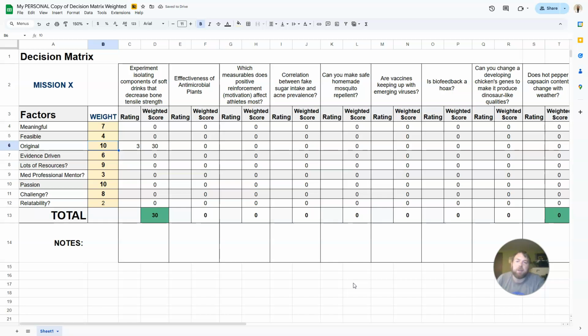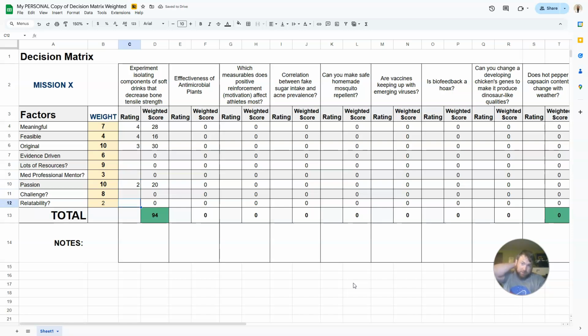You'll notice something happened immediately where it had this rating multiplied by this weight and gave you a weighted score in this category here. And we'll continue to score it on each of these factors, such as this is pretty feasible as long as I can find a bone. I can use chicken bones, for example, so 7 could be okay. Meaningful, yeah, sure, a lot of people are impacted by it. I should do this out of 5 like I did before, so that'd be a 4 out of 5. It's pretty meaningful because most people drink soft drinks. I don't really care about soft drinks though, or bones in general, so 2 there.